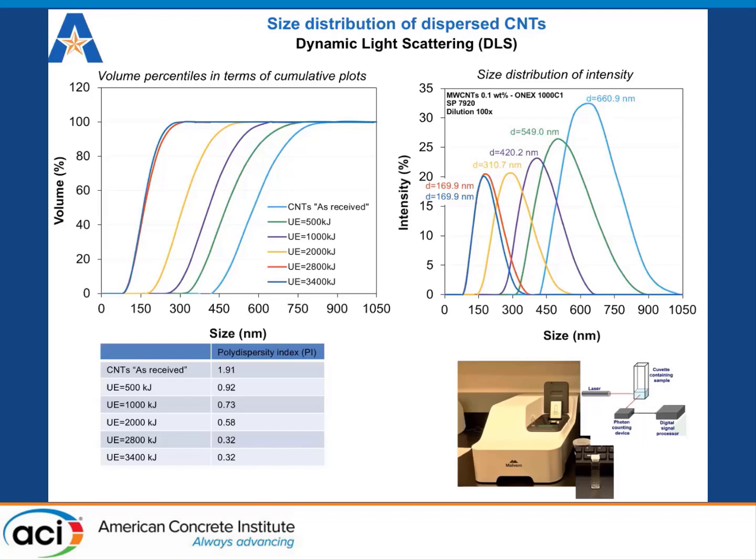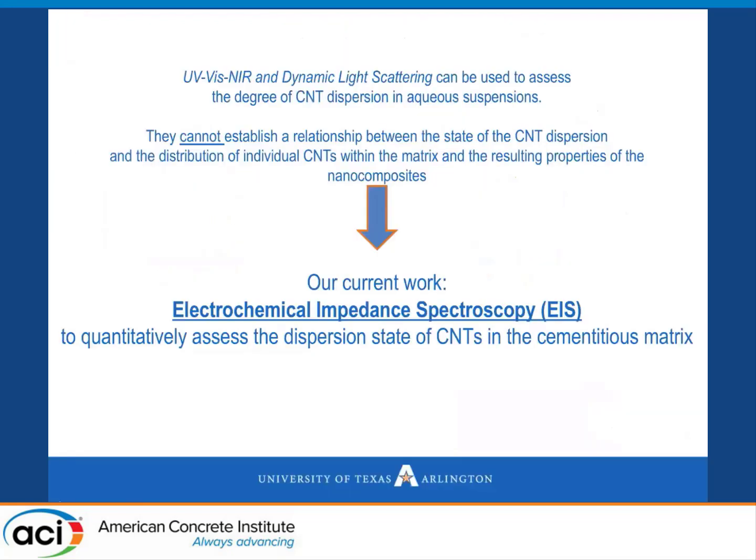However, a polydispersity index of about 0.4 or less than 0.4, such as in the case of our well-dispersed mixes where the ultrasonication energy reaches 3,500 kilojoules, shows that particles and agglomerates are more homogeneous in size. Nevertheless, microscopy and spectroscopy techniques can be used to assess the degree of CNT dispersion in aqueous suspensions.